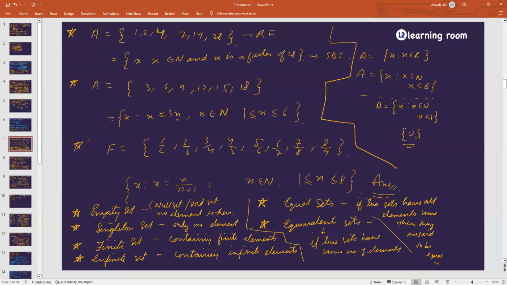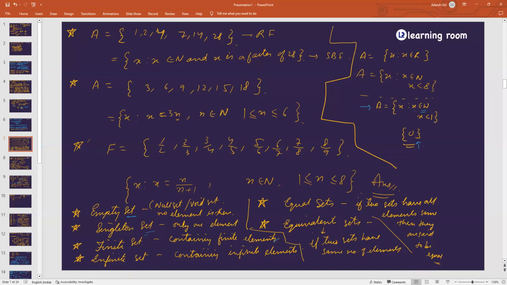Okay, you'll get these notes. Then we saw different sets. Empty set: if no value is there in the set, that is called an empty set. Singleton set: if only one element is there. For example, if I give you the question, A is a set of X where X belongs to whole numbers and X is less than 1. So how many elements will you get? Only one, that is 0. Right? Are you getting it? So that is called a singleton set.